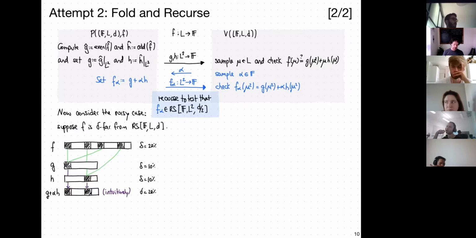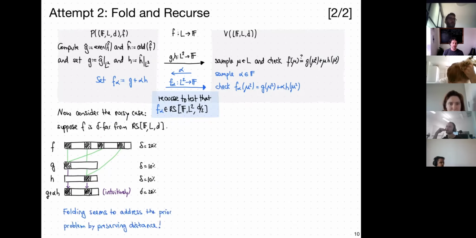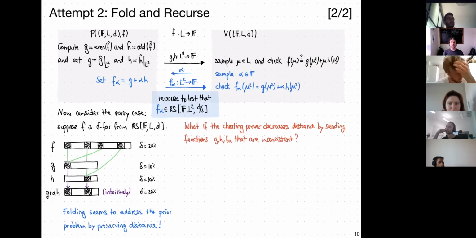However, this time, because we took a random linear combination, what we'll show is that there will be no cancellation, and so when we fold them together, the distance will remain. And that's the high level intuition, which remains to be shown formally. So it seems that folding solves the problem that we had, and it does.